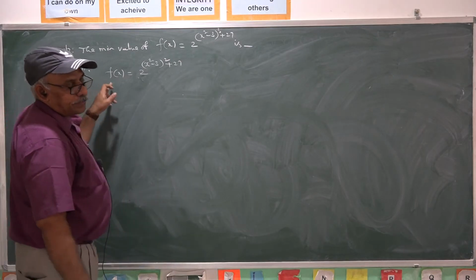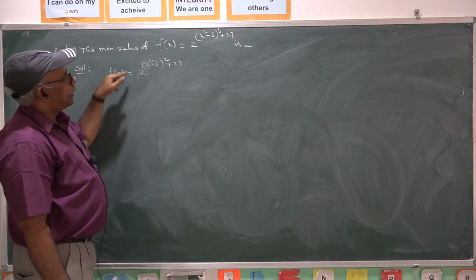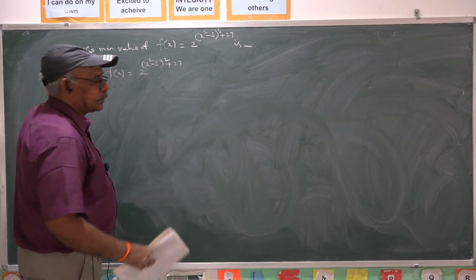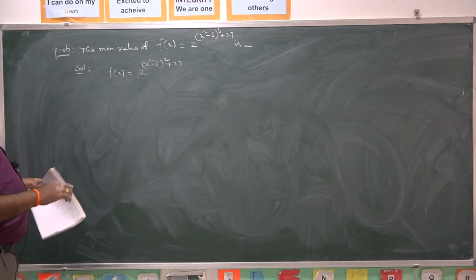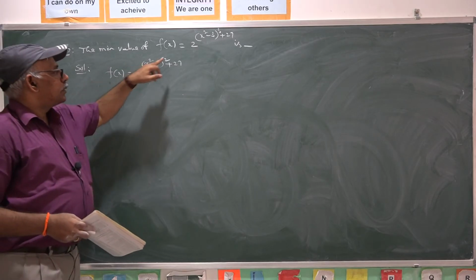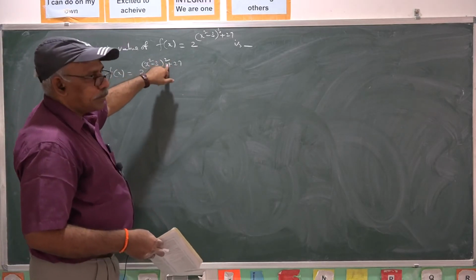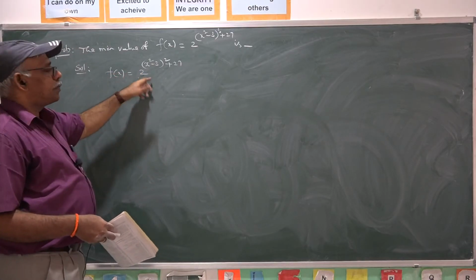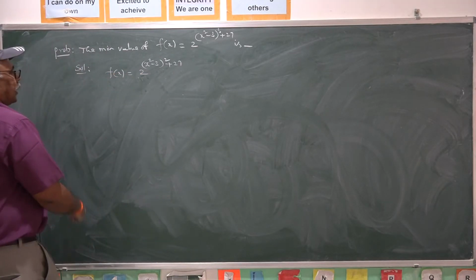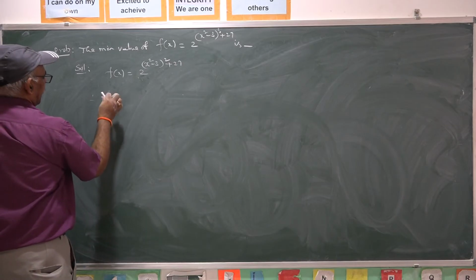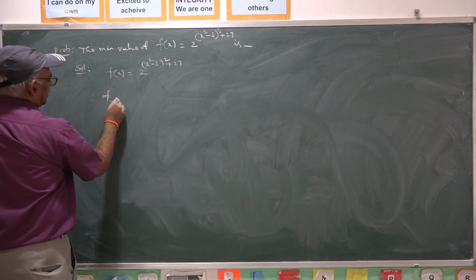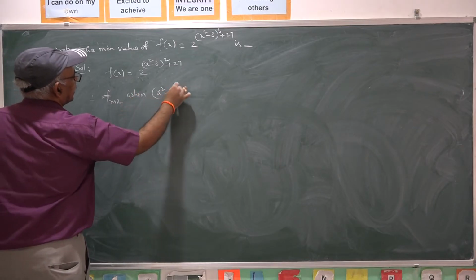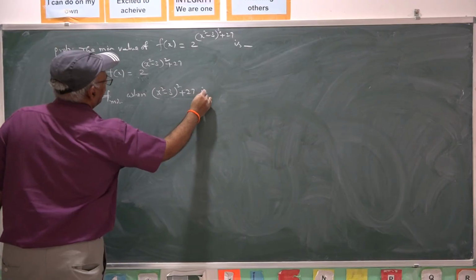The minimum or maximum of f depends only on the power, not the base. Base is constant here. Since base is constant, the minimum or maximum depends on this one. Once this is minimum, f is minimum. Once this is maximum, f is maximum, because the base is positive. Therefore, f is minimum when (x square minus 3) whole cube plus 27 is minimum.